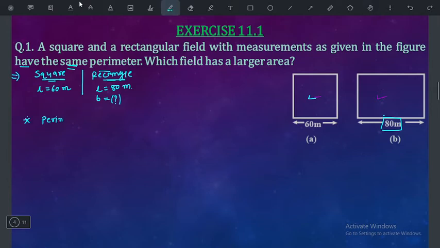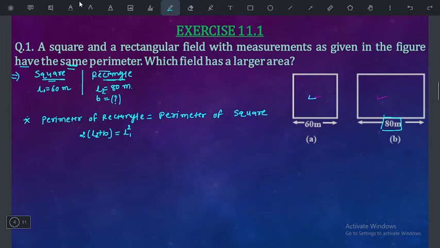Perimeter of rectangle equals to perimeter of square. Now perimeter of rectangle, formula of perimeter of rectangle is 2 into (L plus B), addition of length and breadth multiplied by 2. Perimeter of square, that means 4L. I say this is L1, this is L2. So here it is L2, here it is L1.